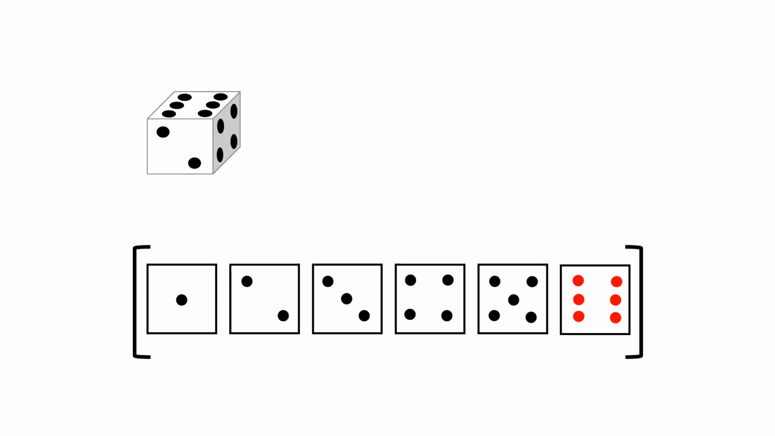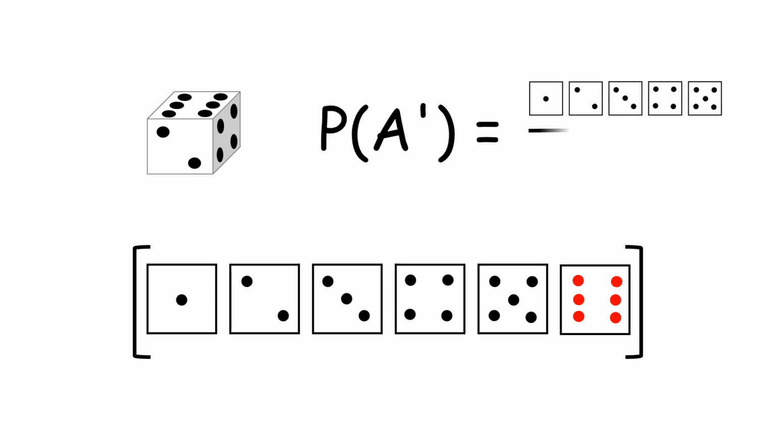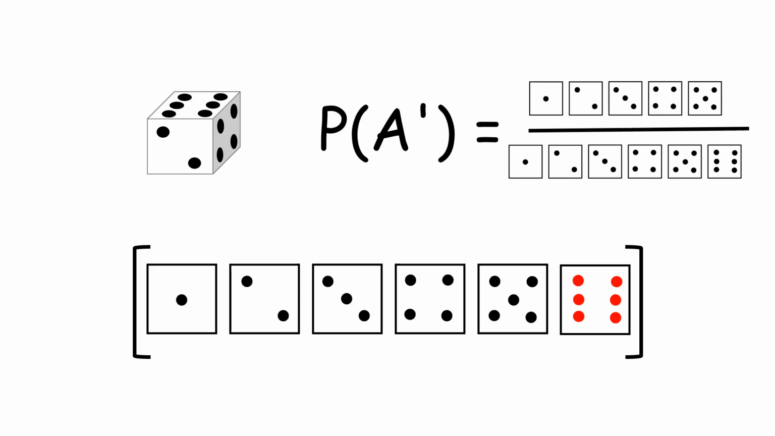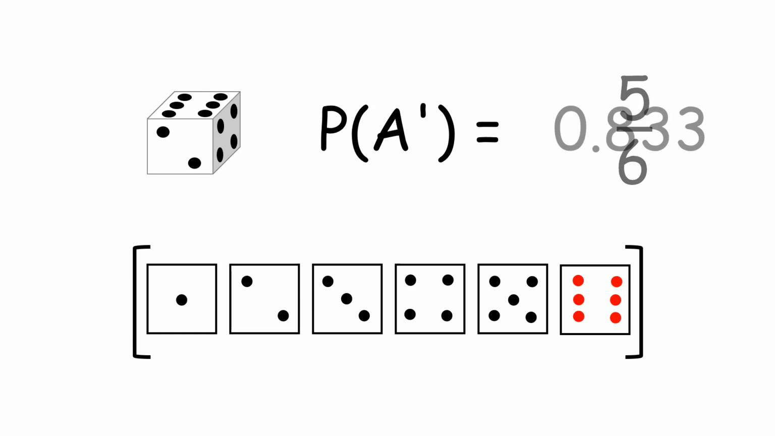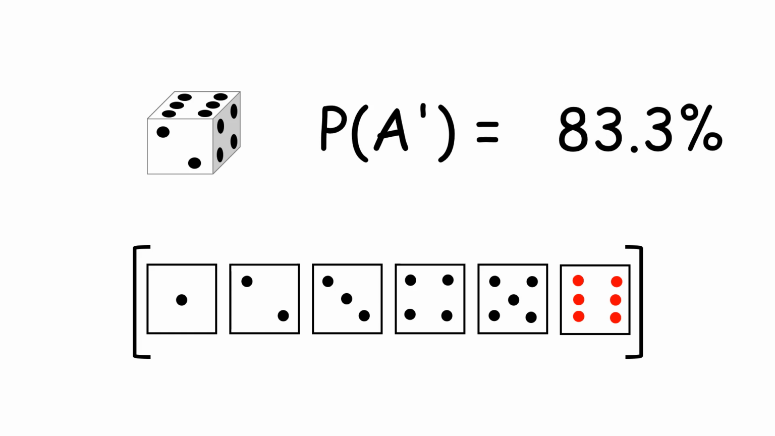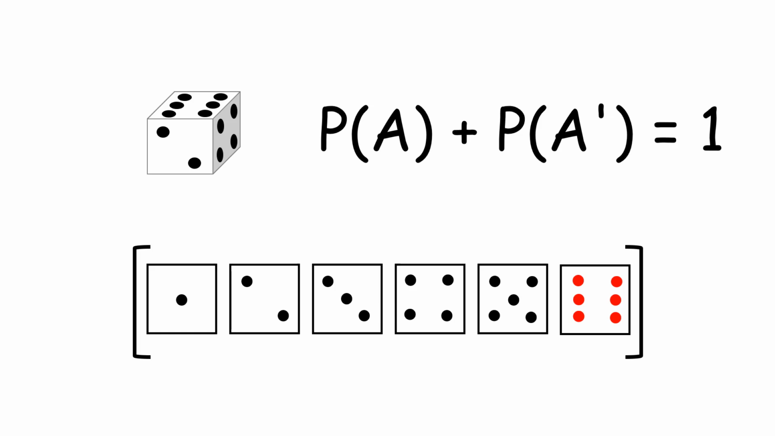Now, the complement of an event is all of the ways in which it's possible for that event not to occur. There are 5 ways to not roll a 6 out of our total sample space of 6 possible outcomes, giving it a probability of 5 over 6, or 0.833, which is 83.3%. Now, the important thing to note here is that the probability of an event and the probability of its complement always add up to 1.